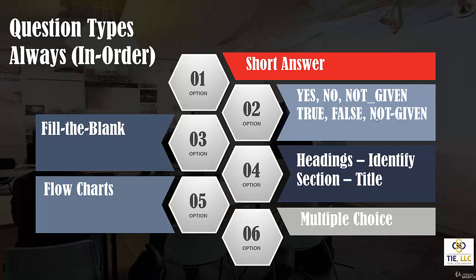The standard multiple choice question goes in order. The fill the blank question goes in order, and a flow chart that has arrows pointing down from one box to the next box will typically go in order also.